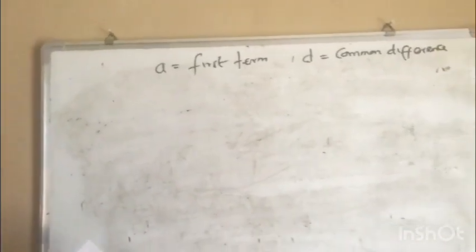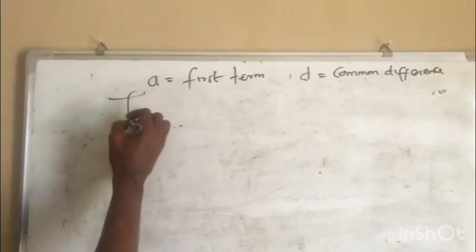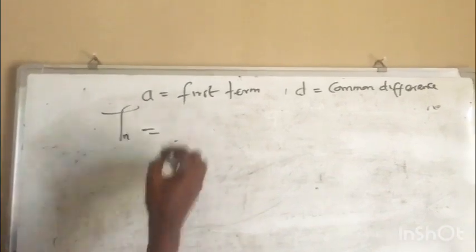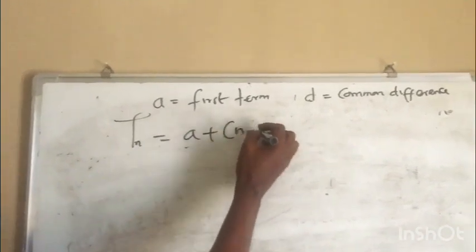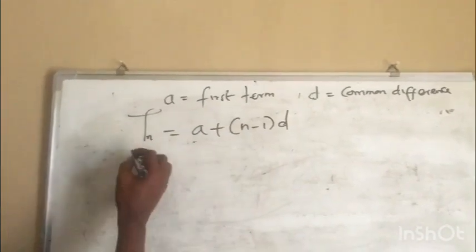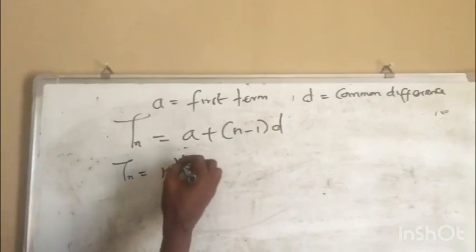So that means the nth term, we call it Tn, of our AP, is given as a + (n - 1)d. Tn is called the nth term.